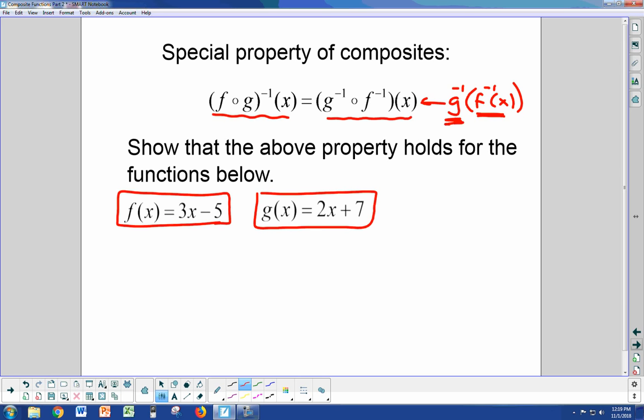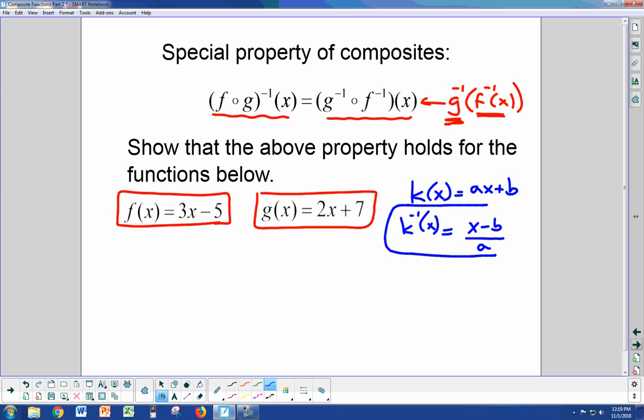So let's find that. Before we do that, though, as a reminder, on any linear function, let's call it k of x, let's say that it's ax plus b. We've already figured out that the inverse of k of x, so k inverse of x, is just equal to (x minus b) over a, or 1 over a times the quantity (x minus b). So keep that in mind because it's a fast way for us to find those inverses of linear functions.